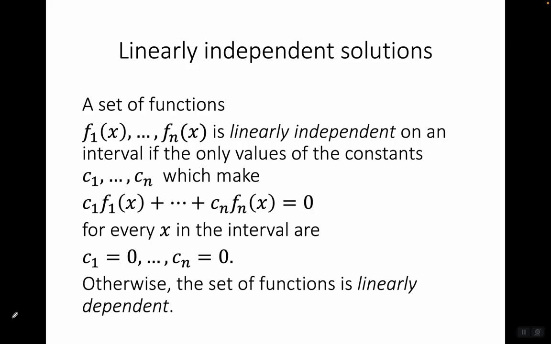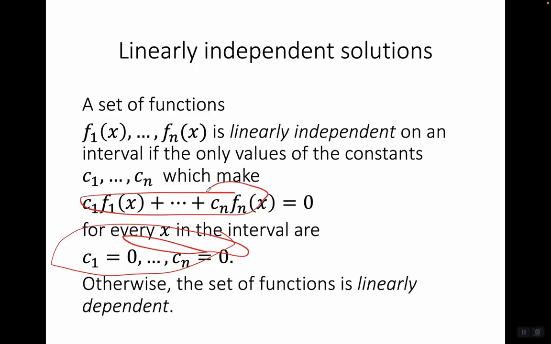for every x in the interval are c1 = 0, c2 = 0, cn = 0. In other words, of course, if c1 through cn are all 0, then obviously the left side is going to be 0 as well. The question is, are there other values of c1, c2, etc. that are not all 0 such that we can make the left side 0?